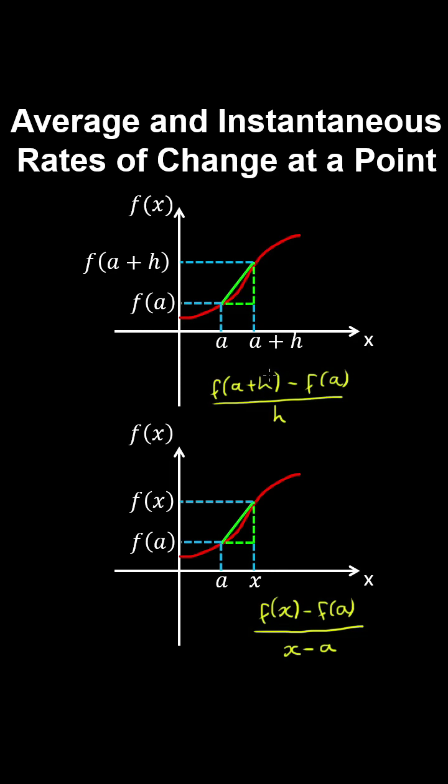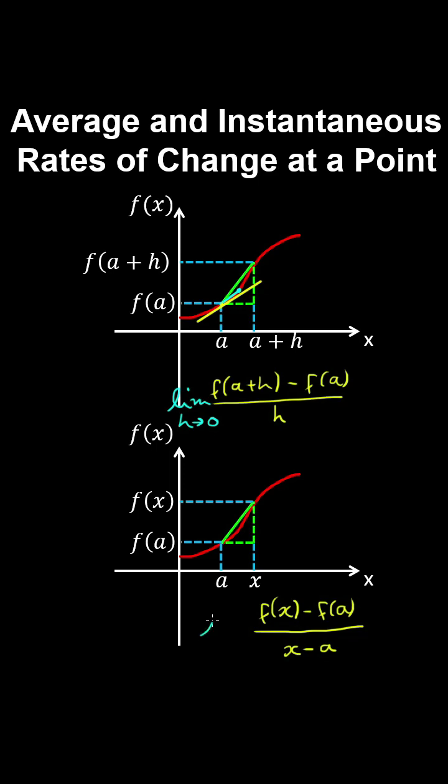And from the average rate of change, we can obtain an instantaneous rate of change at x equals a by taking the limit as h approaches 0. So as h gets smaller and smaller, we get a better approximation to the slope of the tangent to the curve at a. And basically the tangent touches the curve only once at a.